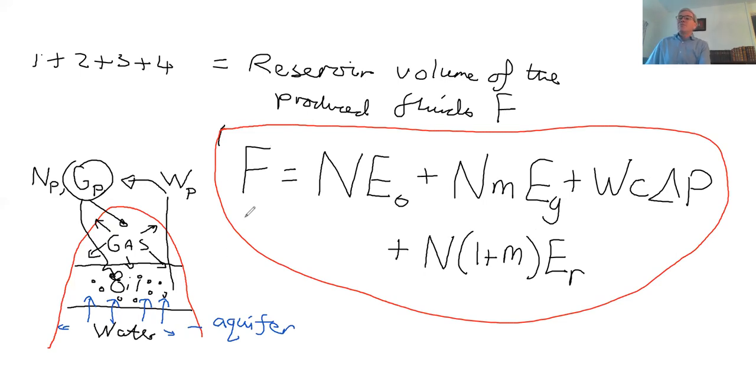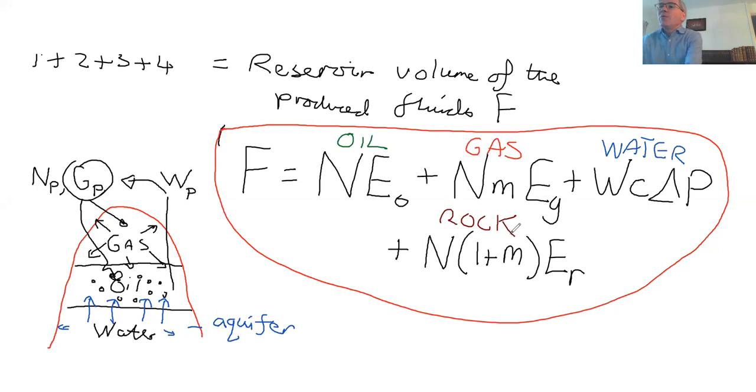Okay, and the things we have here. F is the reservoir volume of the fluids that we produced, and that's got to be equal to four contributions, and they mean something physically. So the reservoir volume of the fluids we produced is equal to four things. One, the oil expands. There's also solution gas. That solution gas comes out of solution, so that adds to the volume and expands. So that's the first term. EO is the oil and solution gas expansion.